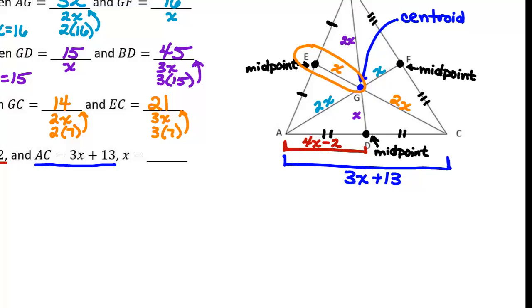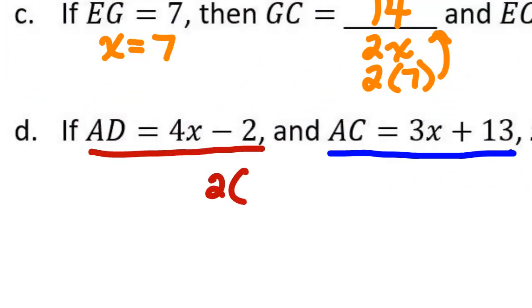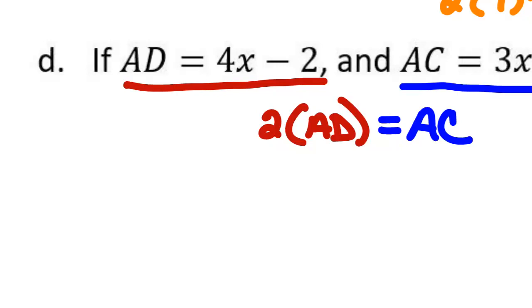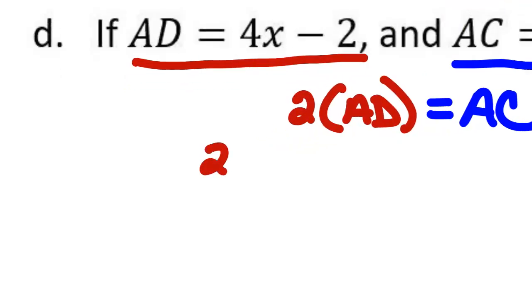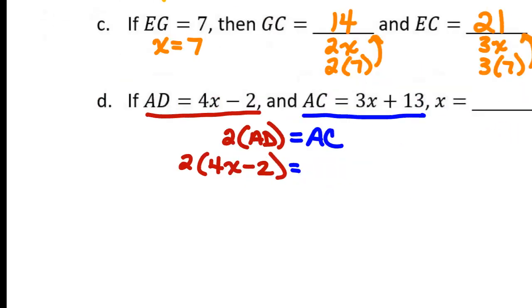If I double it, if I times it times 2, right? Because this piece and this piece would be the same size. That'd be 2 pieces to make the whole piece. So 2 times AD is equal to AC. And then in the place of AD, we can substitute in 4x minus 2. What should I put in the place of AC?